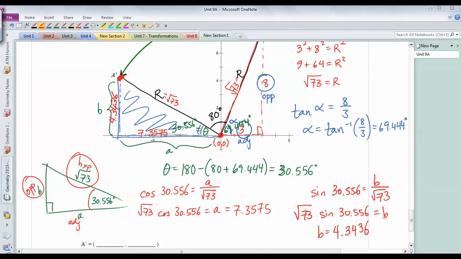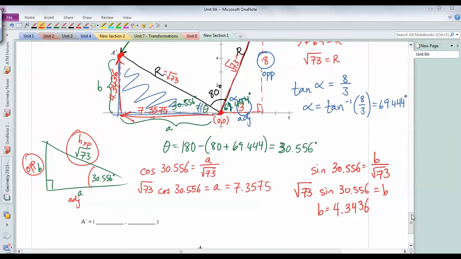So then the last step is, where is A prime located? Well, I started at (0, 0), and I went 7 units this way and 4 units up. If I go 7 units backwards, I'm in the negative. So it's negative 7.35, let's say 8-ish if I round up. And then when I go up, the y's become positive, so 4.345.